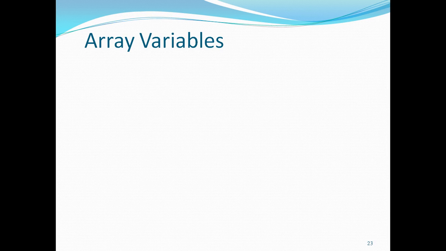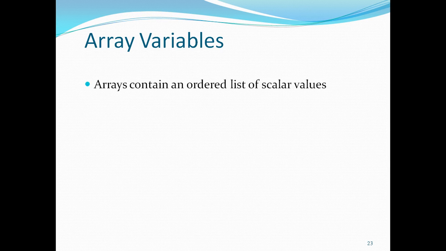So what is an array? An array is nothing but the storing of dissimilar data items in a single variable. That is called an array. Let's see. An array contains an ordered list of scalar values.